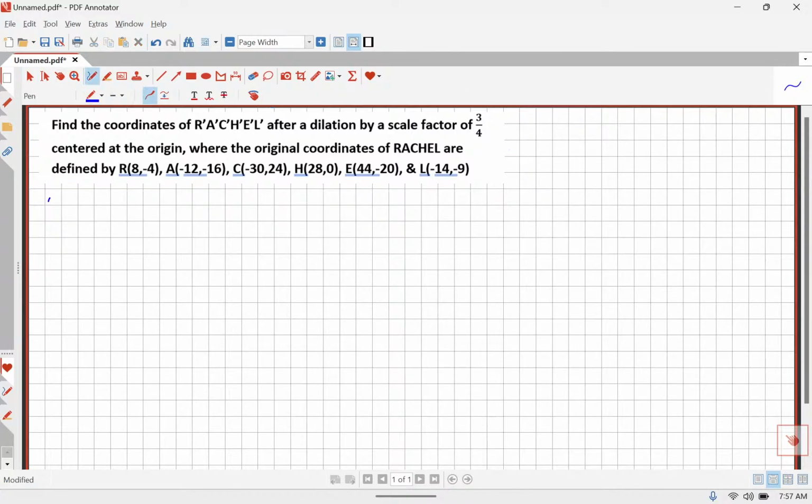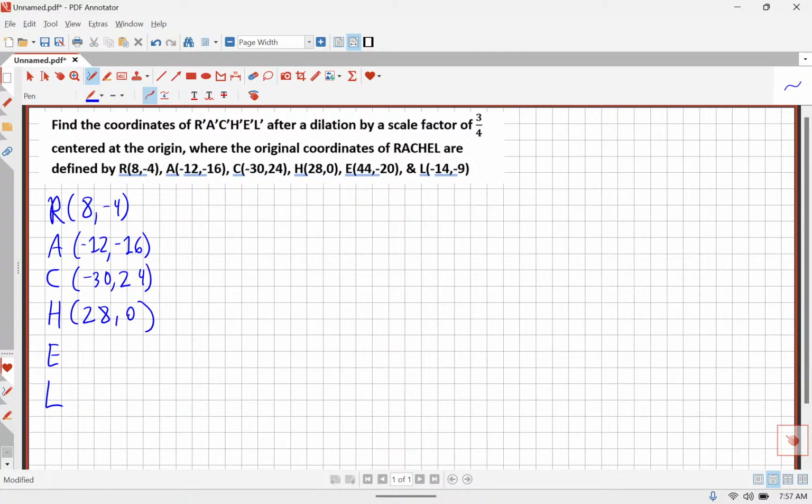So if I have the coordinates of Rachel, which are 8, -4, -12, -16, -30, 24. Do you guys think I want you to draw this? No, I sure don't want you to draw this. Not even a little. 44, -20, and -14, -9. Perfect.